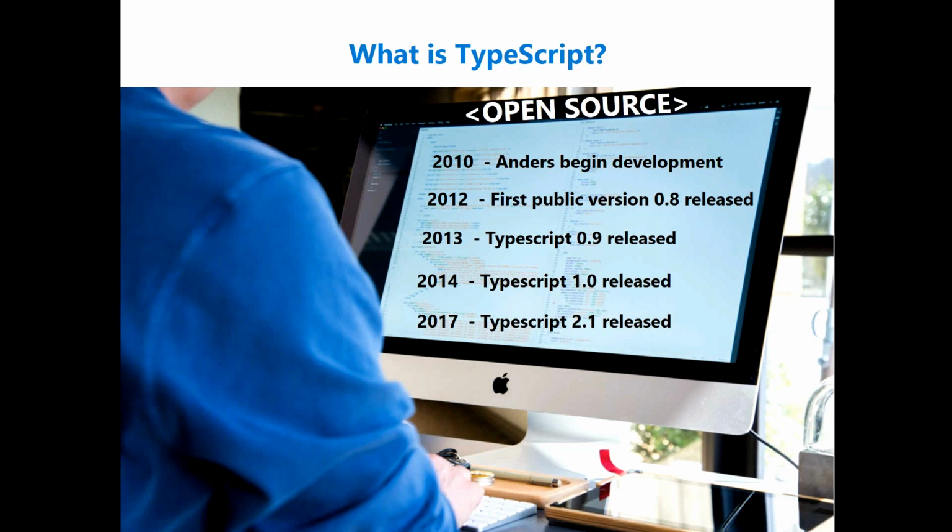TS 0.9 released generic support. And in 2014 they released Visual Studio support. In 2017, 2.1 and 2.2 also got released. There are a lot of versions and a lot of things happening with TypeScript. There's a long way for TypeScript to evolve in the industry. Even Angular 2 came up with TypeScript nowadays.